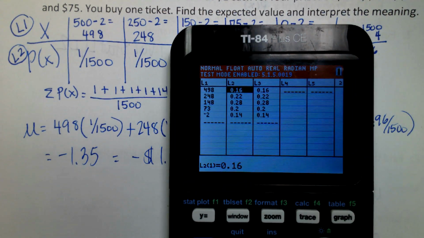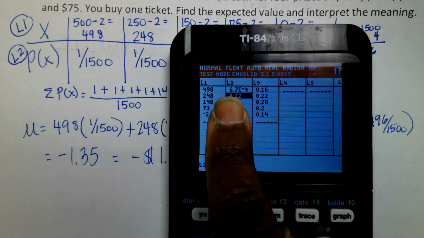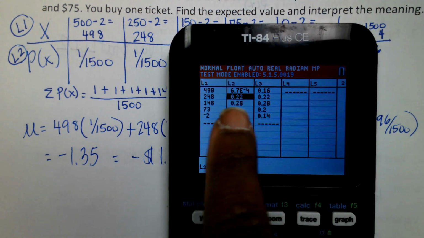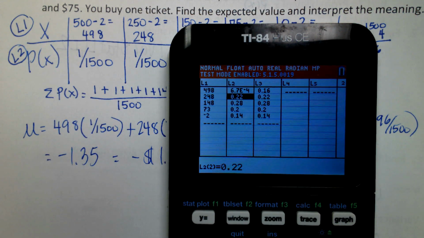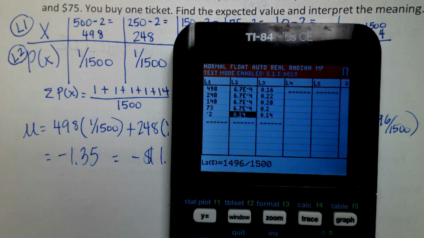Now for the probabilities, the calculator is going to calculate this for you. 1 over 1500. Remember, that's not 6. That's 6.75 e negative 4. So we're moving that to 0.0007. Okay? 1 over 1500, 1 over 1500, 1 over 1500, and then 1496 over 1500. So the calculator will actually calculate this for us this way.